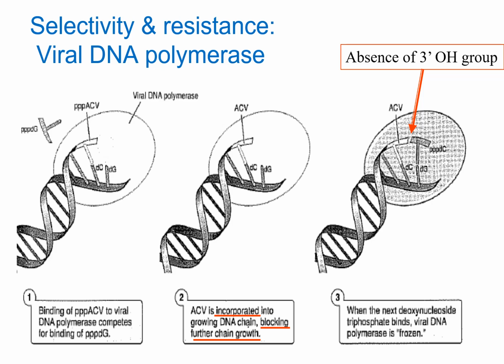So what happens here, you would have binding of the ACV triphosphate to viral DNA polymerase. It competes with the deoxyguanosine, and so we have incorporation of the wrong nucleoside in this case, and specifically for acyclovir, because it does not have the 3' hydroxyl group, well, this leads to freezing of the DNA polymerase. It just stops further chain growth. While for others, maybe the chain growth will continue, but definitely you would have the wrong nucleoside in this case.